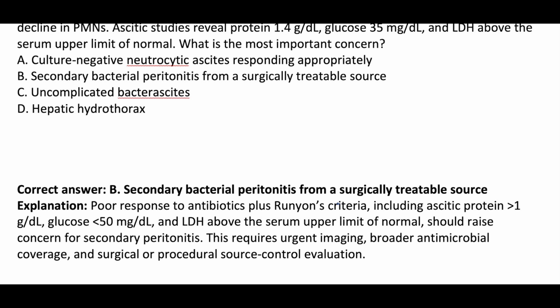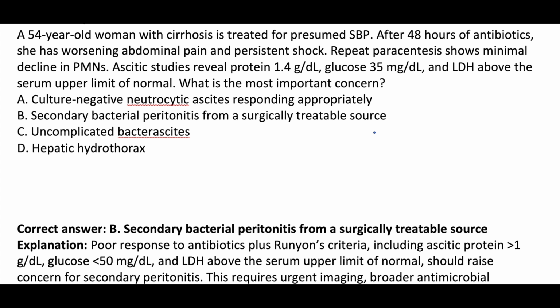Secondary bacterial peritonitis from a surgically treatable source. This patient is not responding to their antibiotics, and per Runyon's criteria, they have an ascitic protein greater than 1, a glucose less than 50, and LDH above the serum upper limit of normal. This should raise concern for secondary bacterial peritonitis. Urgent imaging, broad antimicrobials, and surgical consultation should be the next steps.